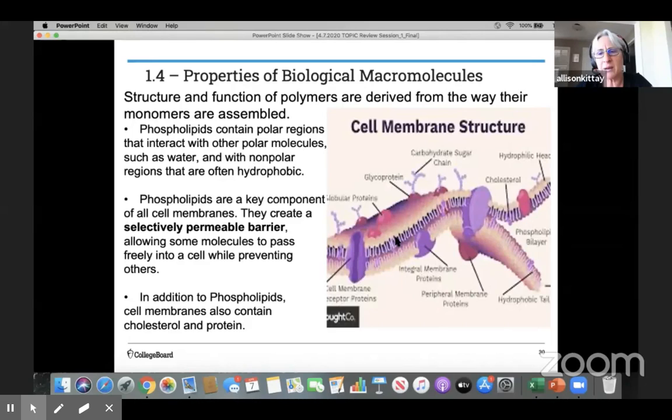And then one other key component, as long as we're talking about cell membranes, is proteins. And proteins can span the entire cell membrane, or they can be on the surface. And those are called peripheral membrane proteins versus the integral membrane proteins that you see there.